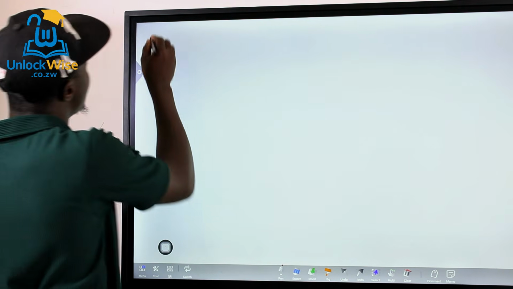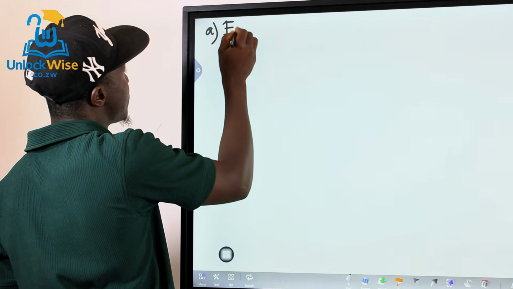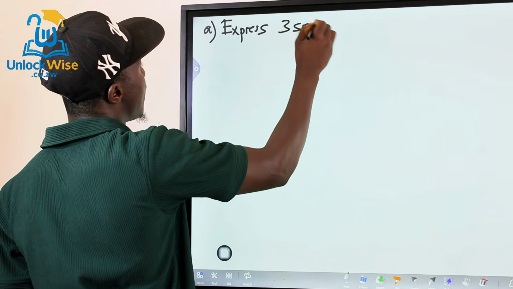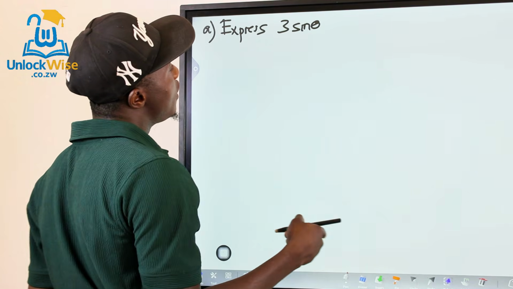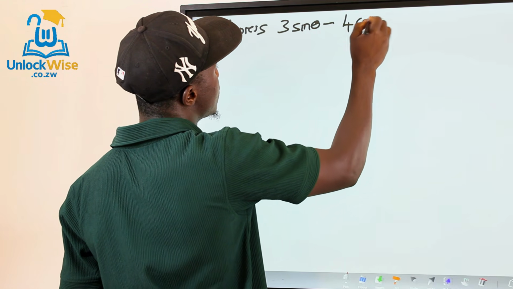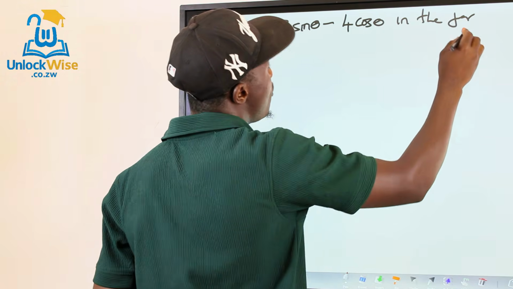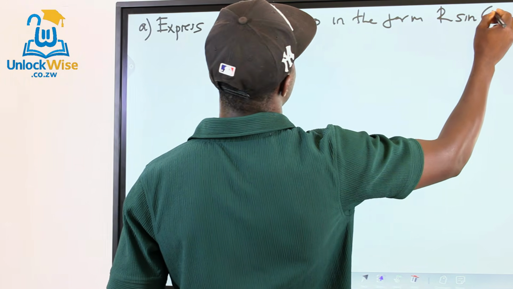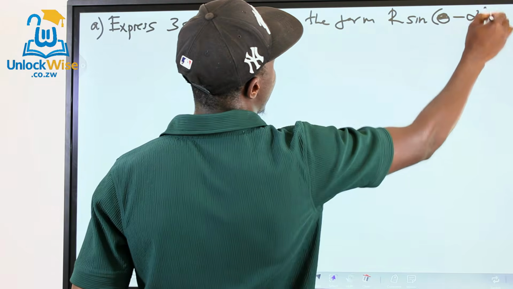So now I'm going to put a question. The question says, the A part says, express 3 sine theta minus 4 cos theta in the form r sine theta minus alpha.